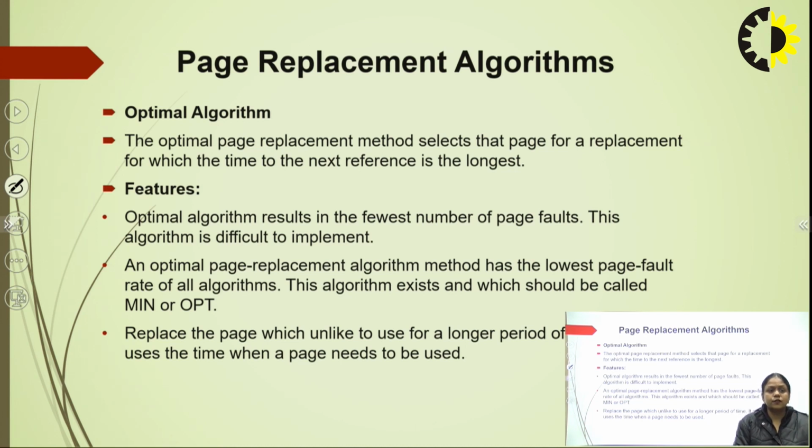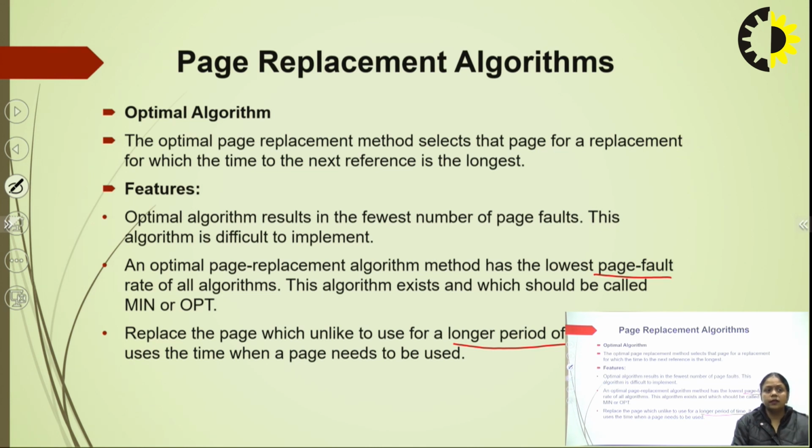This algorithm is difficult to implement. An optimal page replacement algorithm has the lowest page fault rate. This is the main advantage of this optimal page algorithm method. This algorithm should be called minimum or optimal. Replace the page which is unlikely to be used for the longest period of time. It only uses the time when a page needs to be used.